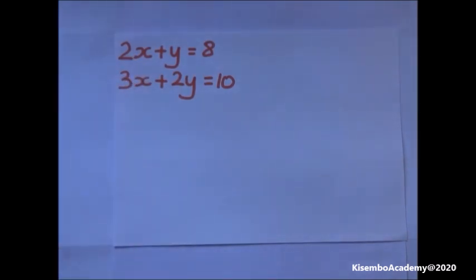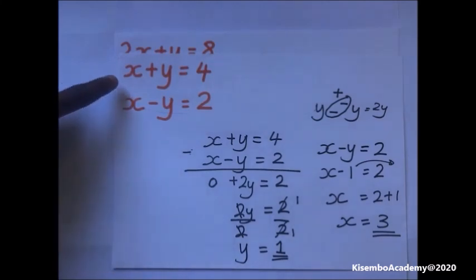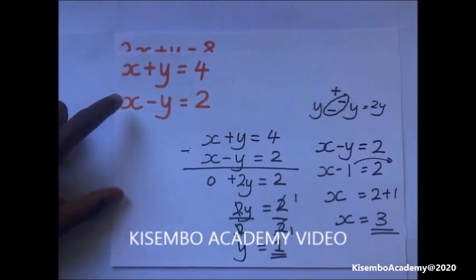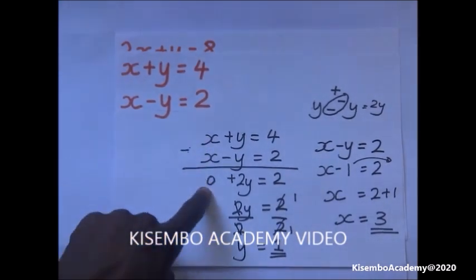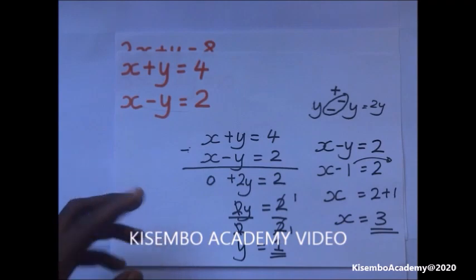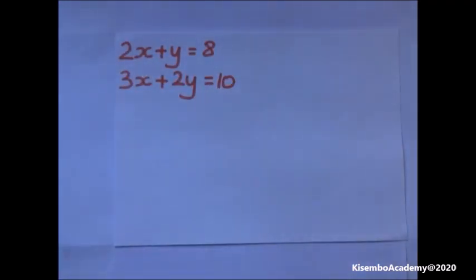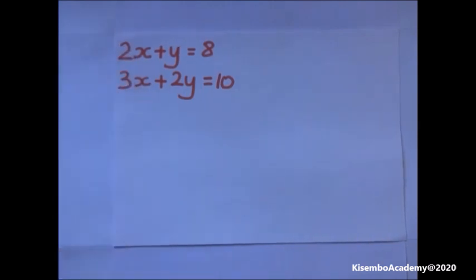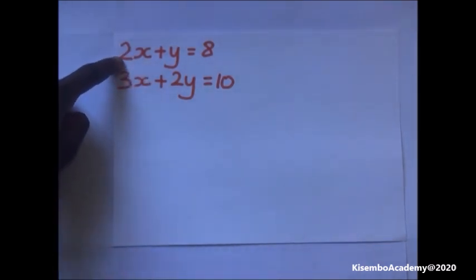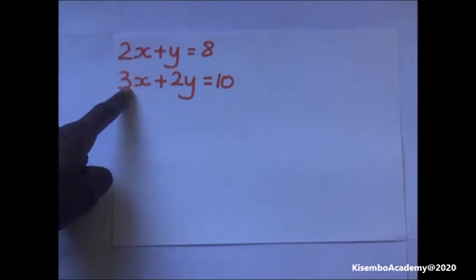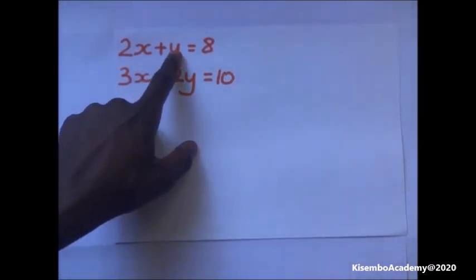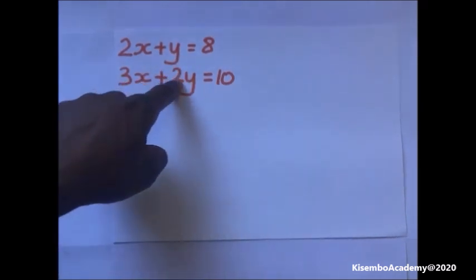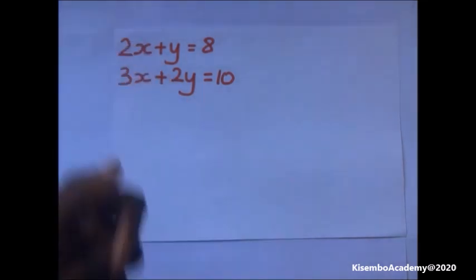Now remember, in our previous example, you realize that the coefficient of x here was 1, the coefficient of x here was 1. So it was just easy, you just subtract and you get 0, and you get the answer. But now we are faced with a circumstance whereby the coefficients are not 1, they are different. If you look at this number, the coefficient of x here is 2, the coefficient of x here is 3. If you look at this one, the coefficient of y here is positive 1, and the coefficient of y here is positive 2. Now, we look for what to eliminate.